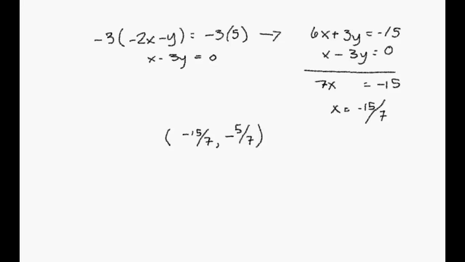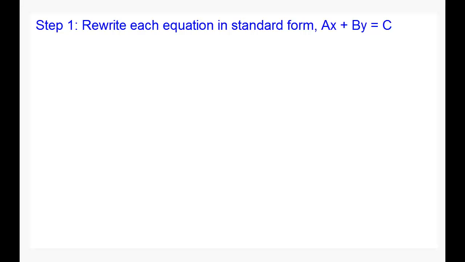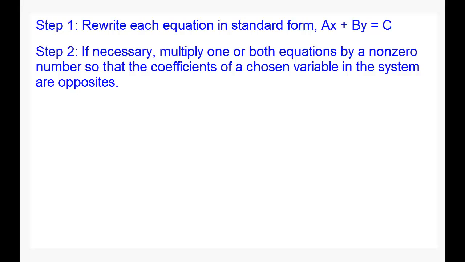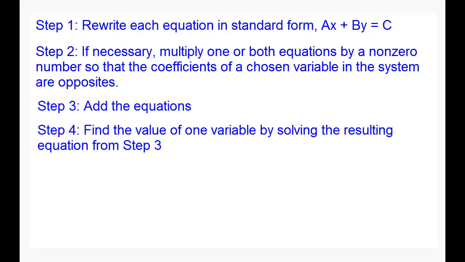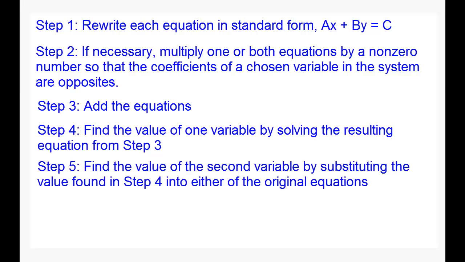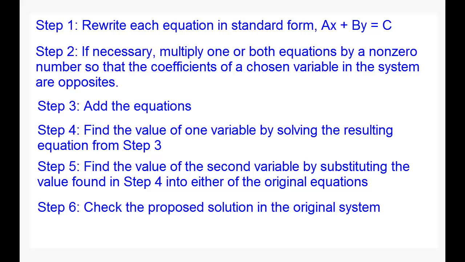All right, so to solve a system of two linear equations by the addition method, the first step is to rewrite each equation in standard form. And then for step 2, if necessary, multiply one or both equations by a non-zero number so that the coefficients of a chosen variable in the system are opposites. Then step 3, add the equations. Step 4, find the value of one variable by solving the resulting equation from step 3. And then step 5, find the value of the second variable by substituting the value found in step 4 into either of the original equations. And then step 6, check the proposed solution in the original system.